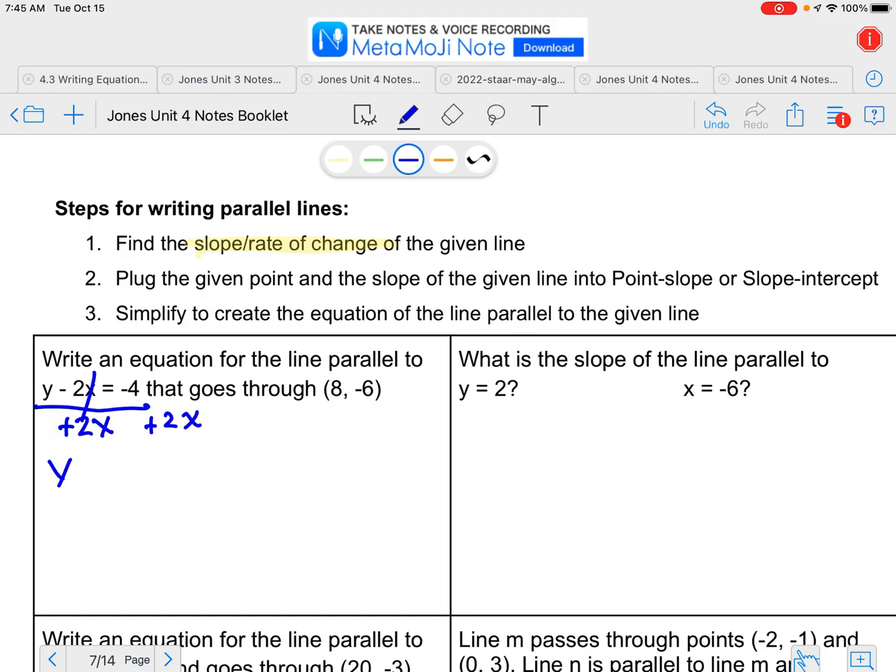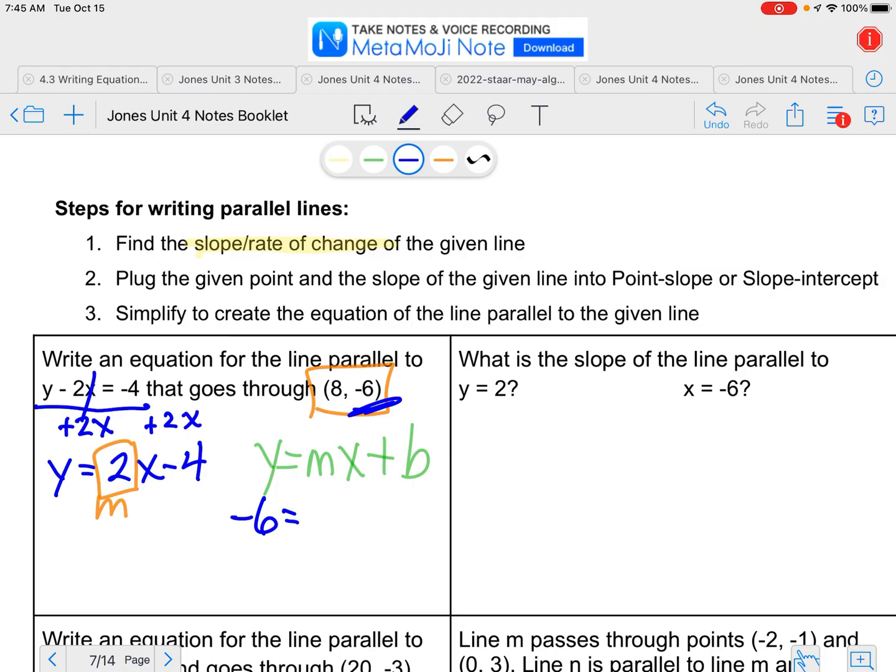If I add the 2x, I get y = 2x - 4. Now it is in slope-intercept form. Here's my slope, 2. So I want to use this slope and this point. So I can use one of the ways I learned. Let's use y = mx + b because I like it better and most of you did. Here's the y, -6. Here's the slope, the m, 2. Here's the x, 8, plus b.